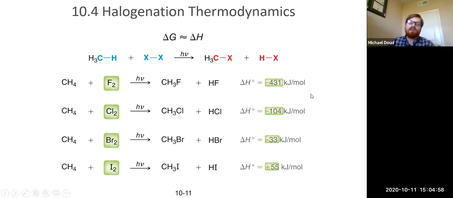kilojoules per mole. And with chlorination, it's still exothermic overall, but it's less exothermic. That's negative 104 kilojoules per mole when we do that. With bromine, it's negative 33 kilojoules per mole. And then finally with iodine, that ends up actually being endothermic. It's plus 55 kilojoules per mole.